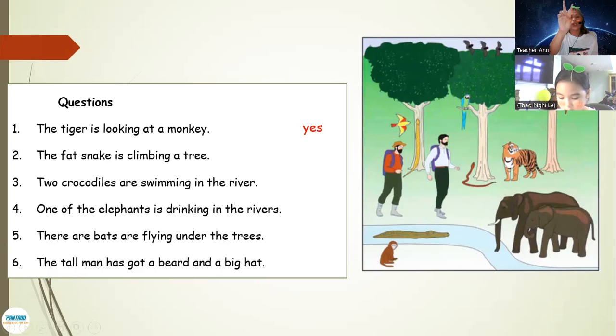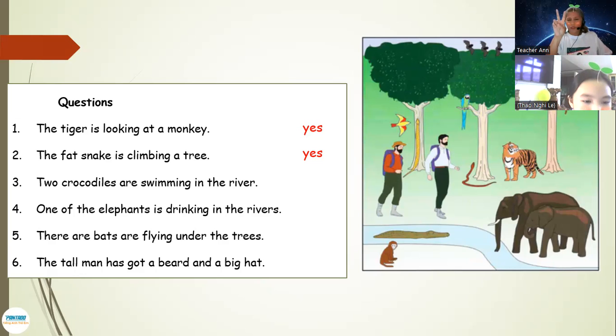Yes, number two. Number two is the snake is climbing a tree. Yes. Please try to read S. Again, S. Yes. Don't forget. Okay. Next, number three, please read me.